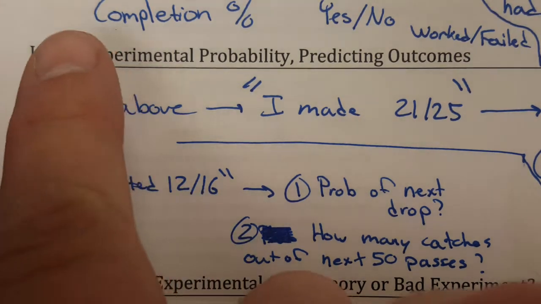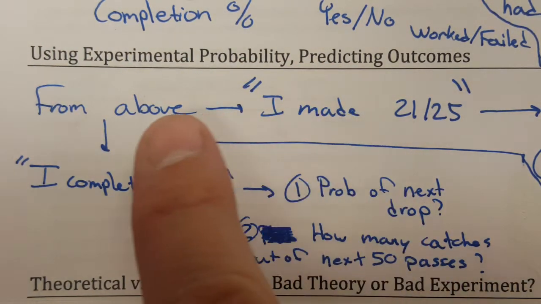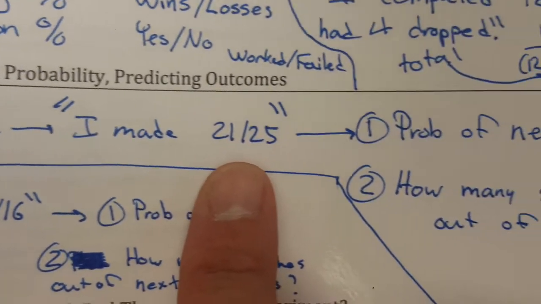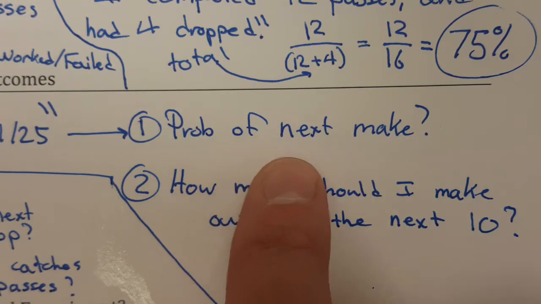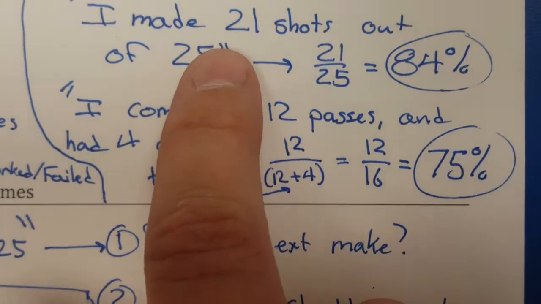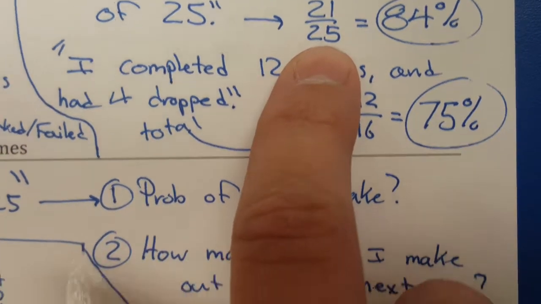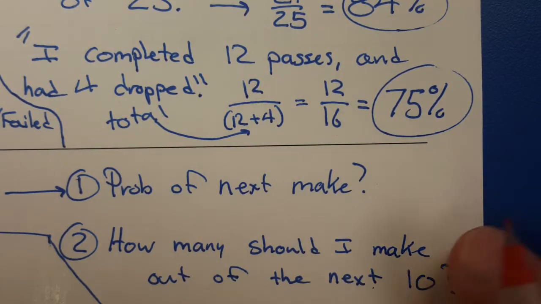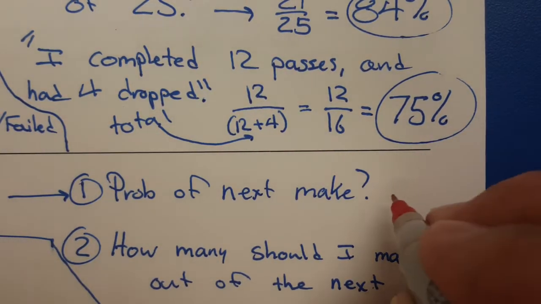All right, so let's use experimental probability to predict outcomes. So from above, let's talk about the 21 out of 25. Here's some questions you could answer, okay? What's the probability of my next make? So if I've made 21 out of 25, what's the probability of my next make? Well, I kind of have it right here. I'm shooting 84%. So what's the probability I make my next one? 84%.